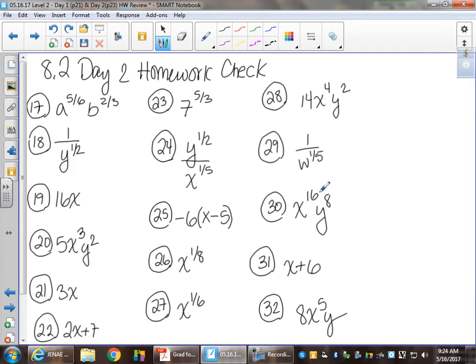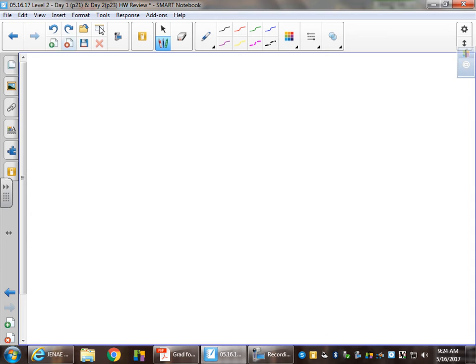22. Let's look at 22 first. So for those of us who, for whatever reason, did not have a chance to do this on time, pay close attention to the ones we're going over. It will help you on today's quiz. 22 says the 5th root of 2x plus 7 raised to the 5th.